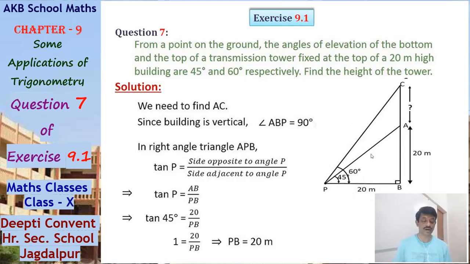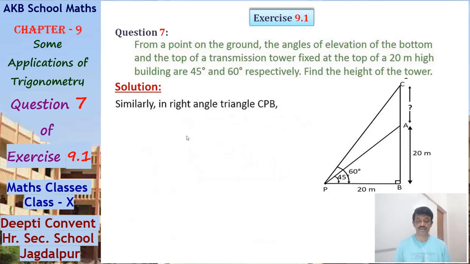We have to find CA. Now in the next triangle, that is the right angle triangle CPB, the big triangle, the angle is 60 degree. Now also use tan P equals side opposite to angle P for this triangle over the side adjacent to angle P.